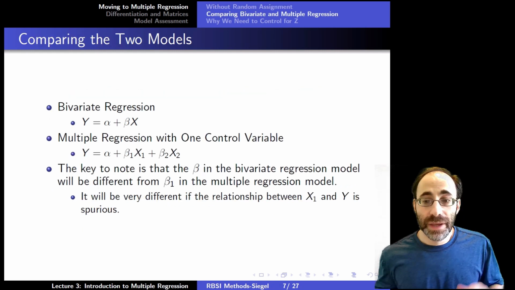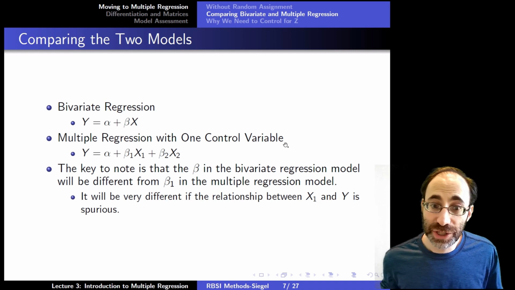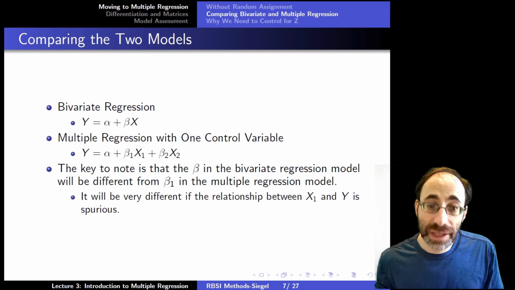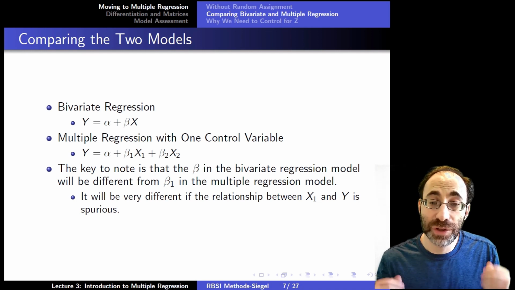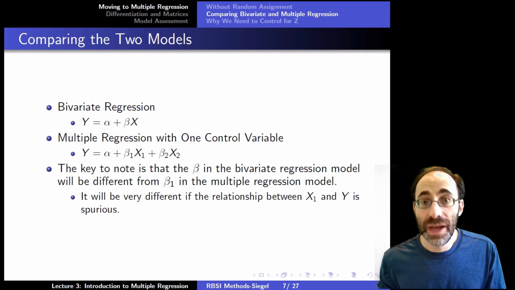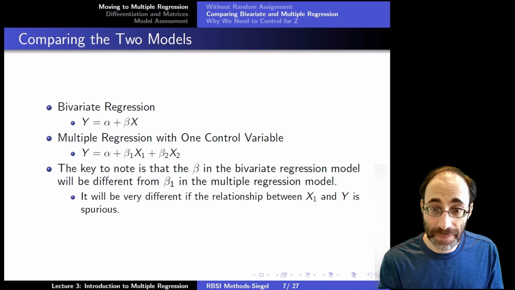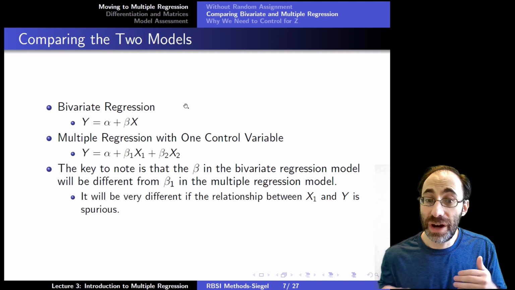Okay. So let's compare them. In the bivariate, we have y equals alpha plus beta x. In a multiple regression with one control variable, we have y equals alpha plus beta 1 x1 plus beta 2 x2. The key that relates to what we just talked about in terms of the way of interpreting the beta 1s and beta 2s is that these things mean different things than the original beta. Beta 1 in the second regression is not the same as beta in the first regression, even though they both multiply x. That's also key.